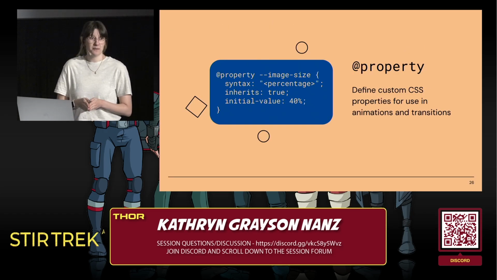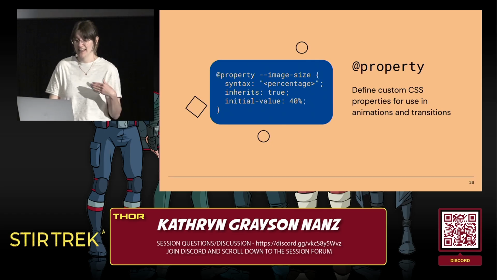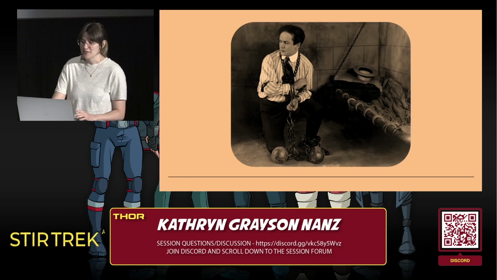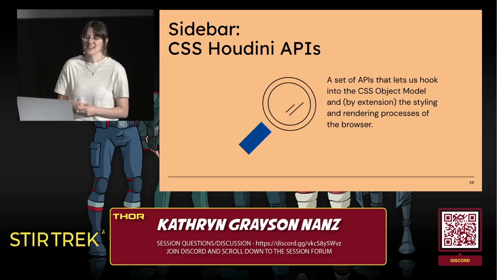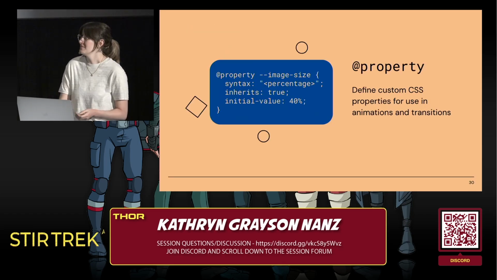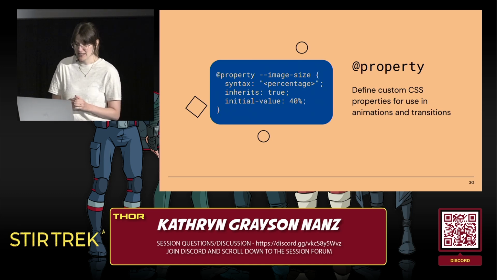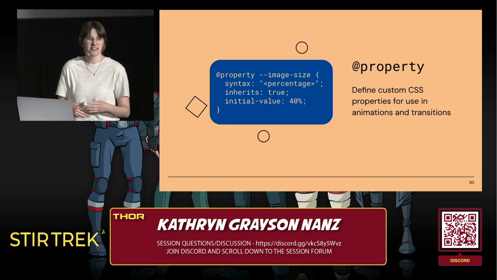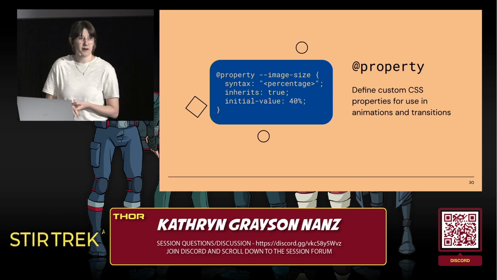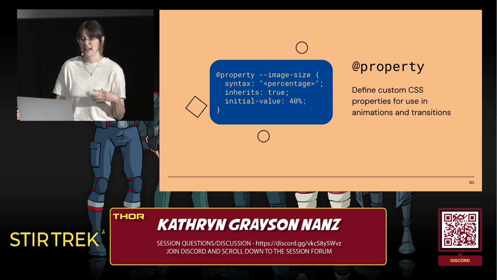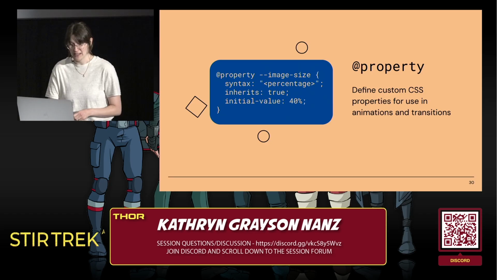Now, to talk about the property rule, we first need to take a step back and talk about Houdini. Not that Houdini. CSS Houdini, the set of APIs that lets us hook into the CSS object model and, by extension, styling and rendering processes of the browser. Now, the Houdini APIs are very much a work in progress. The paint function is still early days with only partial browser support. That's going to let us add effects like stripes and gradients and textures in CSS, kind of like we do with Canvas. We also know there are future Houdini plans for layout, parser, and font metric APIs. But as of right now, property is the one leading the way with full browser support.